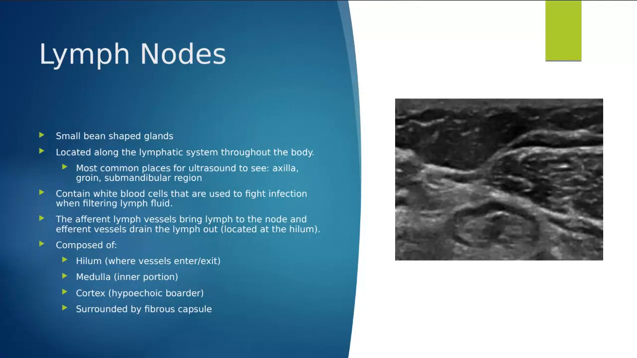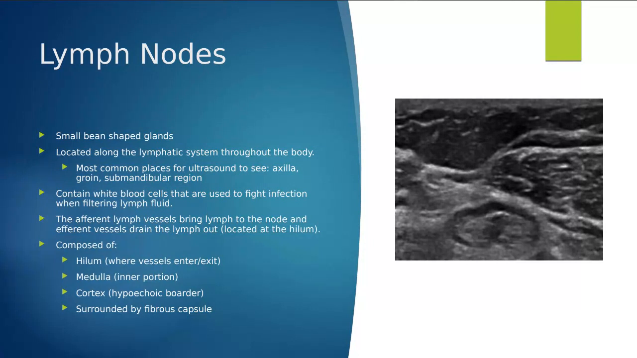This is how we can tell if a lymph node looks normal or abnormal on ultrasound. Most importantly, you need to see a hilum. Very similar to the kidneys, with our lymph nodes you need to find a hilum. This is where those afferent vessels enter and our efferent vessels exit. We also need to make sure that we have a clear medullary cortical differentiation.